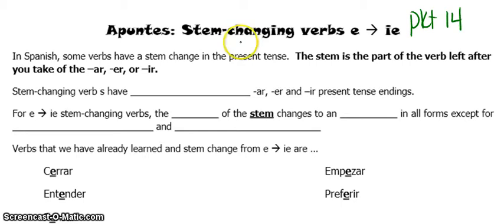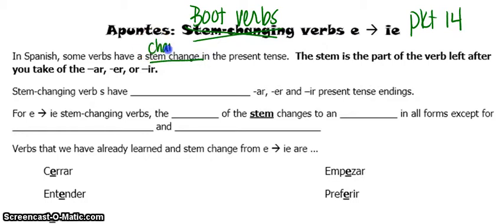These are called stem changing verbs, but we also do call them boot verbs. And you'll be pleasantly surprised to know that you already know one of these, and this is the reason that this verb acts the way that it acts. In Spanish, some verbs have a stem change in the present tense, or they have a change in spelling. Stem change just means change in spelling. The stem is the part of the verb left after you take off the AR, ER, or IR.